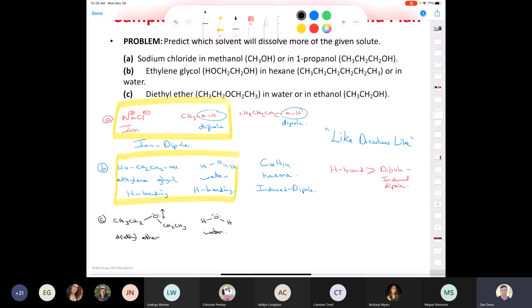And then what else do we have? We have ethanol. So CH3, CH2, OH. So this is ethanol. Well, diethyl ether has a dipole, doesn't it? It doesn't have a hydrogen for a hydrogen bond. It can participate in hydrogen bonding, but it doesn't have a hydrogen bond. Whereas water's major intermolecular force is going to be hydrogen bonding. Hydrogen bonding. Okay.